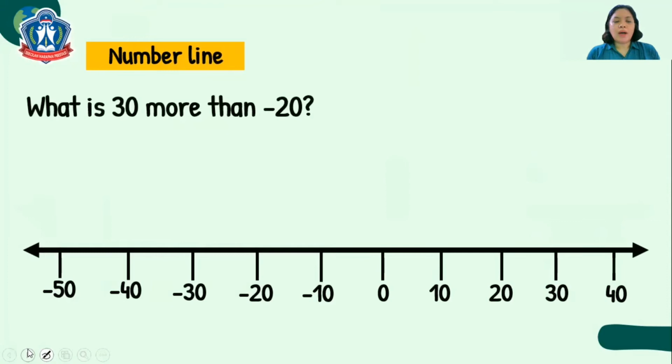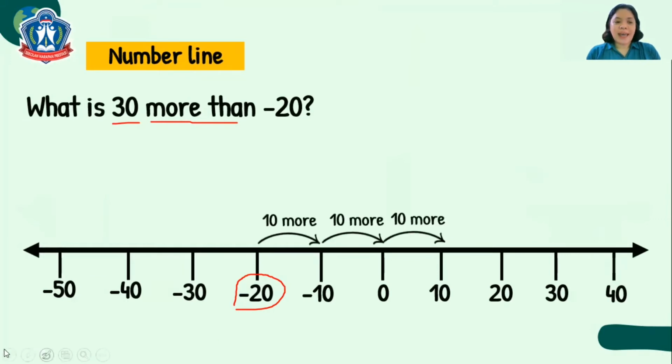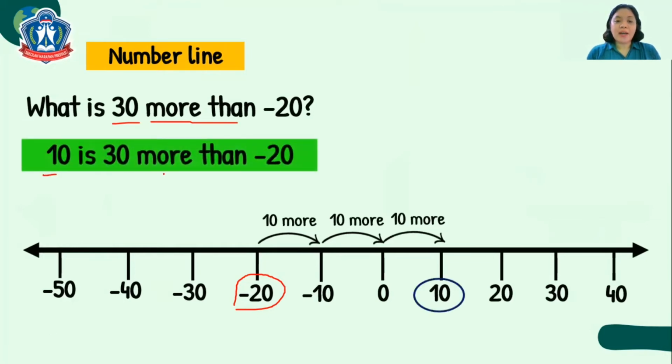How about more than? So I have here a question. What is 30 more than negative 20? So this is negative 20 and we have more than. It means we have to count on in steps of 30. So from negative 20, we have 10, 20, and 30. So what is the answer? Yes, it's 10. So 10 is 30 more than negative 20. Okay, children, I will discuss more about less than or counting back, and more than or counting on, during our Zoom class.